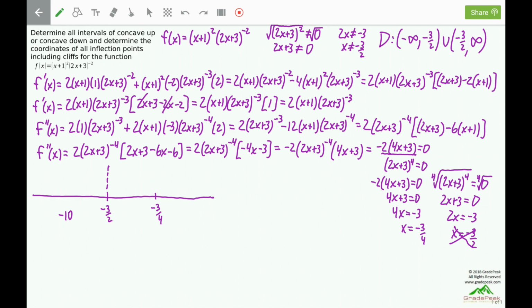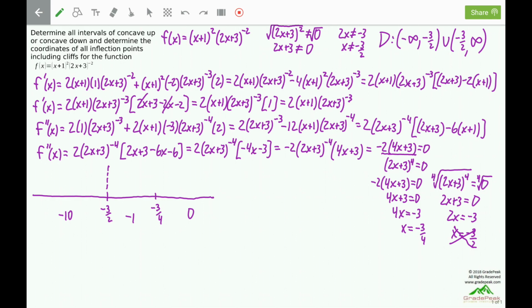3/2 is 1.5. It's greater than 1. It's less than negative 1. 3/4 is a fraction that's less than 1. Negative 3/4 will be greater than negative 1. Negative 1 will be between negative 3/2 and negative 3/4. So we can pick that as the test value. And then for the interval negative 3/4 to positive infinity, we can pick 0.